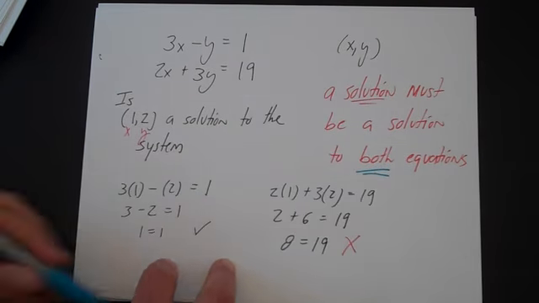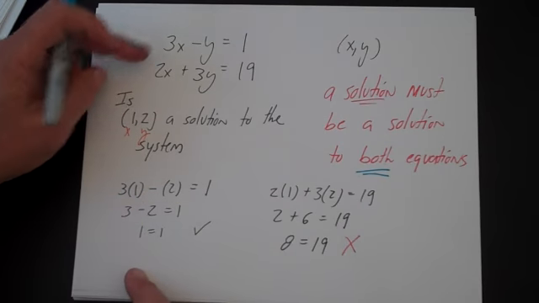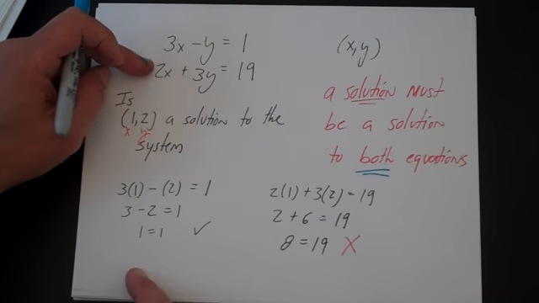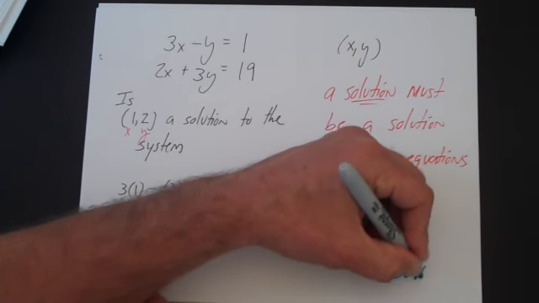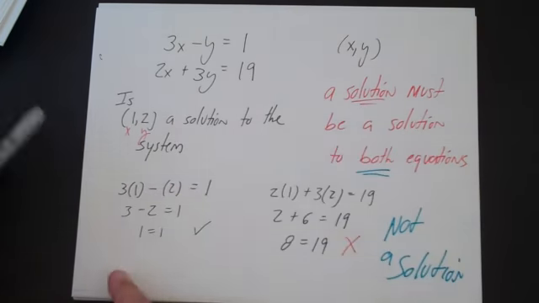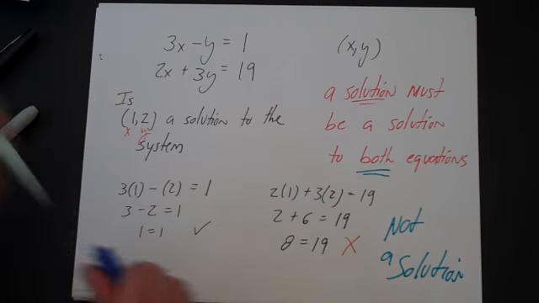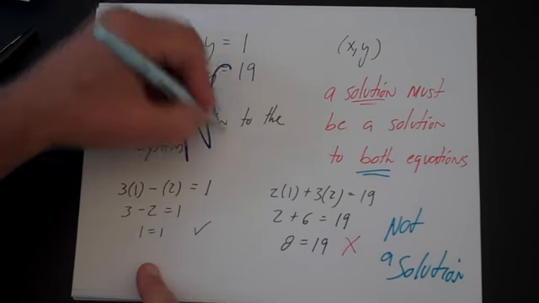Now, if you have a point (1, 2), and it's a solution to one equation and not to the other, then it is not a solution. So your answer would simply be no.